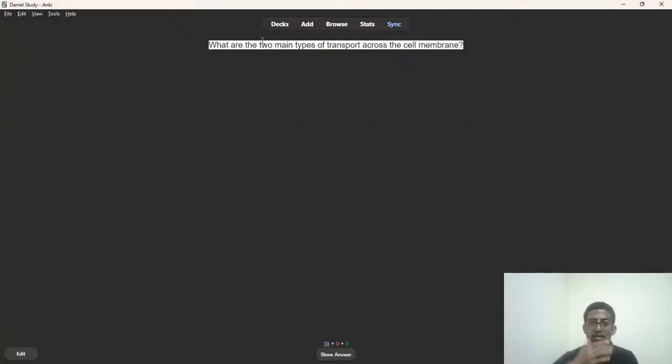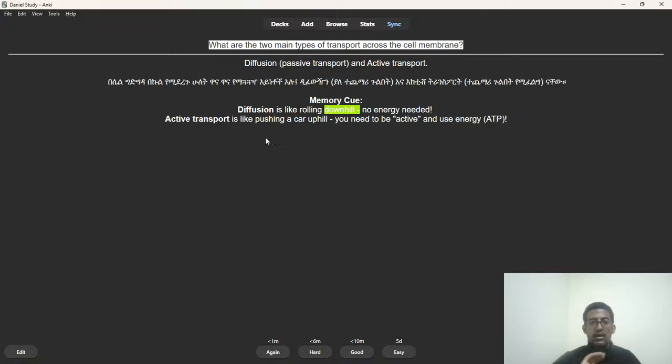There are two main types of transport across the cell membrane. What are those? These are diffusion and active transport. Alright, so we have diffusion. Diffusion is a passive transport, and active transport.